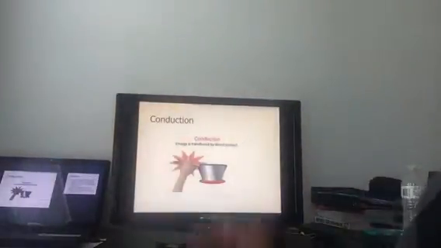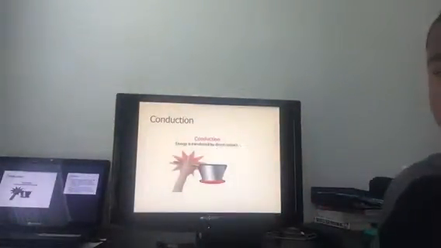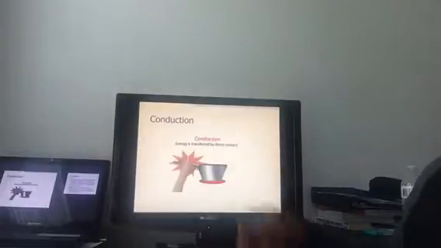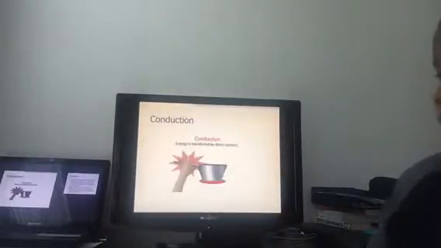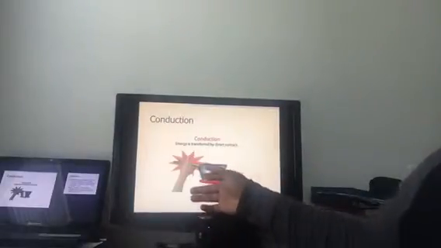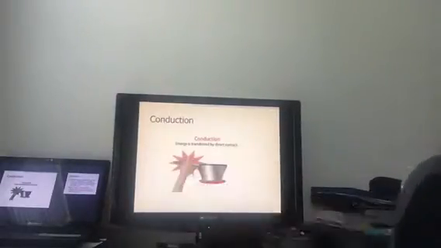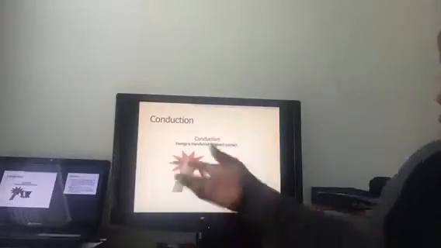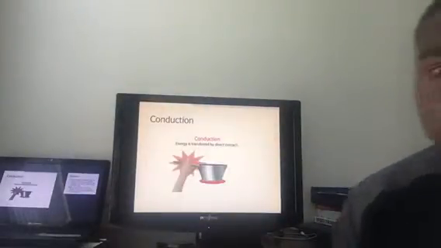This is a diagram of conduction, like I said earlier, the pan example. Touching a hot pan like that will burn your hand because conduction heats up the whole pan. So if it heats up this part of the pan, it's going to keep going all the way until there's nowhere else to go. And so therefore, if you touch that pan while it's been on the stove for a while, it will burn you.